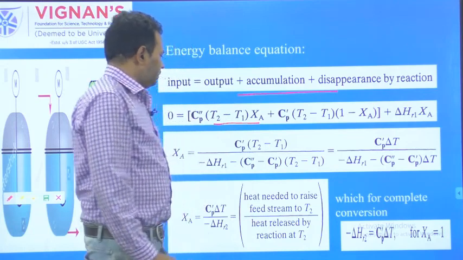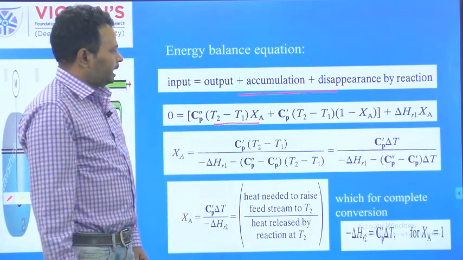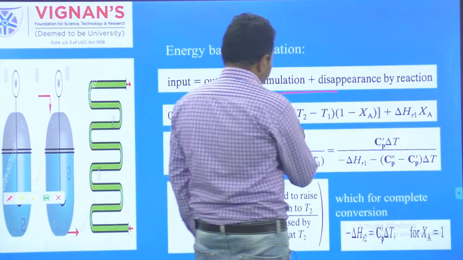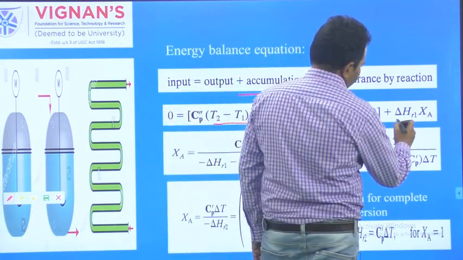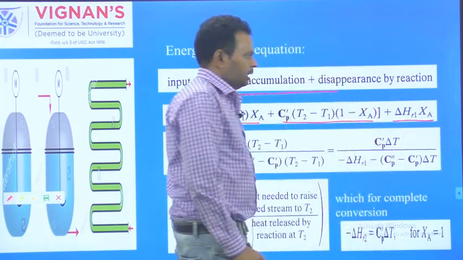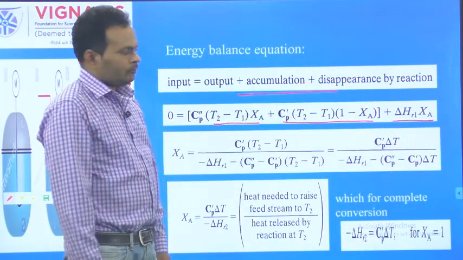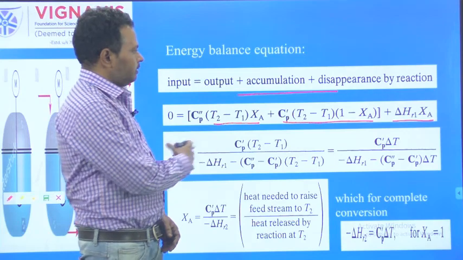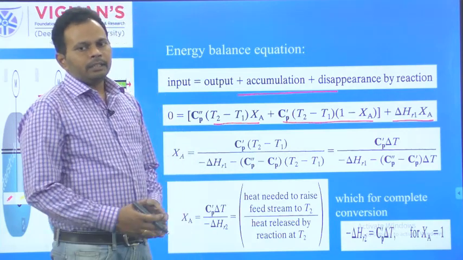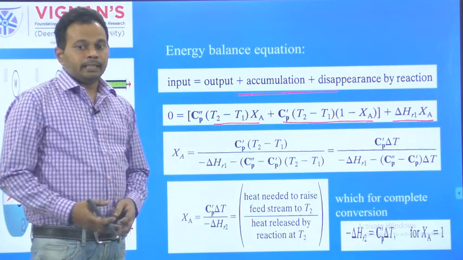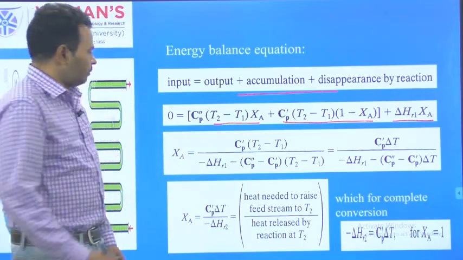This is from the completely converted and unreacted feed stream, Cp dash into T2 minus T1 XA, and from the heat disappearance, that is absorption, del HR into XA. From this, expand the equation on the right hand side and write all the terms containing XA at one place, take the remaining terms to the left hand side, and then solve for XA.